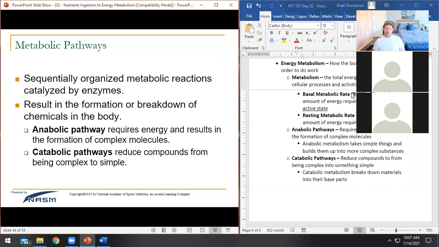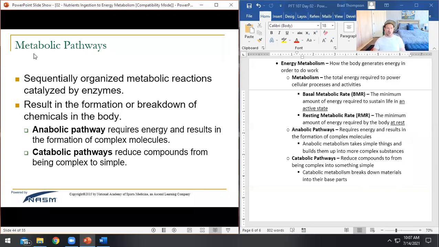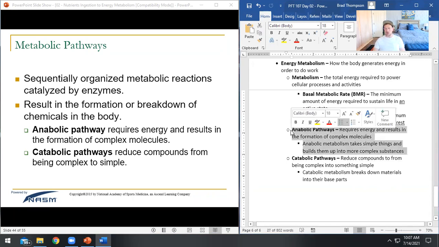Cool. All right, so let's go ahead and look at our metabolic pathways, breaking stuff down, building stuff up, right? So you've got either the breaking down of stuff or the building up. Anabolic pathways are building up, right? This requires energy and it forms complex molecules. So it takes something very simple and builds it into something much more complex. When your body assembles a protein, that's an anabolic process, right?